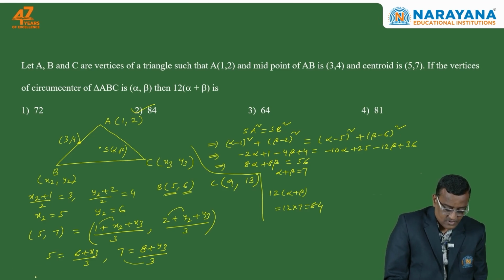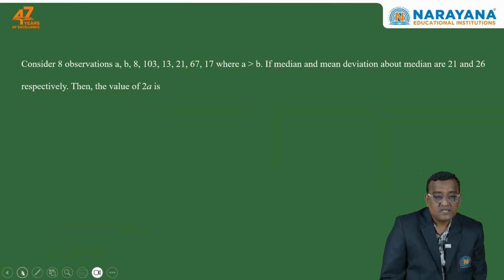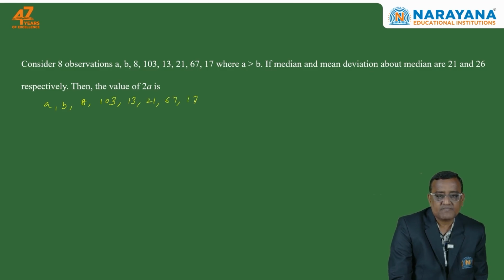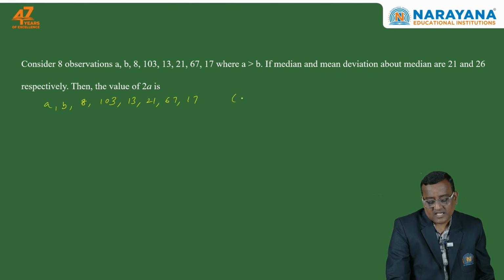So coming to the next question. Consider 8 observations A, B, 8, 103, 13, 21, 67, 17 where A greater than B. If the median and mean deviation about median are 21 and 26, then find the value of 2A. Given 8 observations here, that is A, B, 8, 103, 13, 21, 67, 17, and also given that A is greater than B.